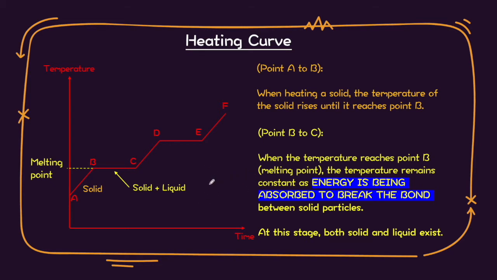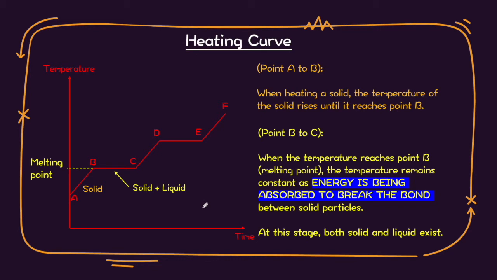So, at point B, your solid particles slowly, one by one, break the bonds between the particles to become liquid. Imagine you are taking ice out from your refrigerator. Your ice does not instantly become water. Why? Because the solid particles are slowly absorbing the energy to break the bond. So, layer by layer, your ice will become water.